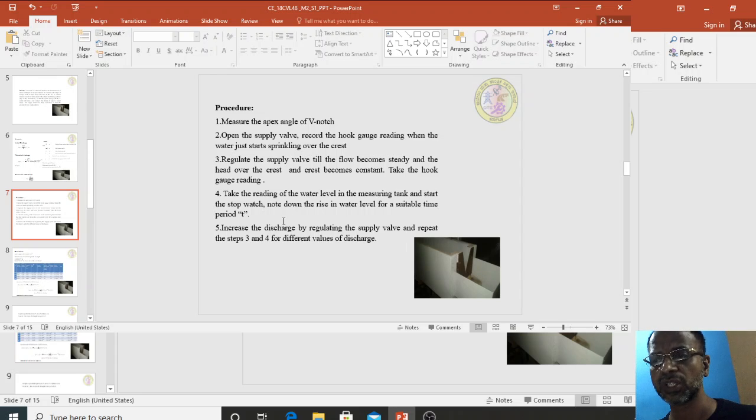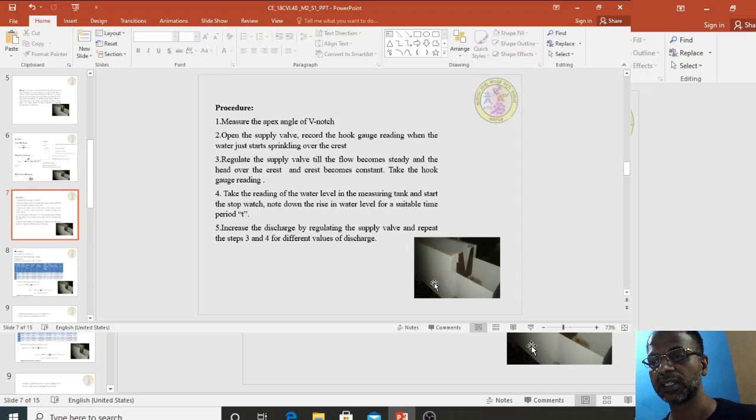Take the readings of the water level in the measuring tank and the stopwatch. Note down the rise in the water level in the tank. Below this you will have a tank. What is the rise in the water level in the tank? How much time does it take? Or the other way is to mark 10 centimeter or 5 centimeter in the piezometer. Initial reading is known, final reading is known. To rise to that level, record how much time it has taken.